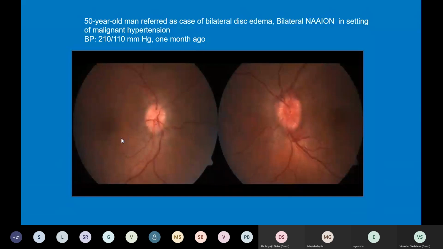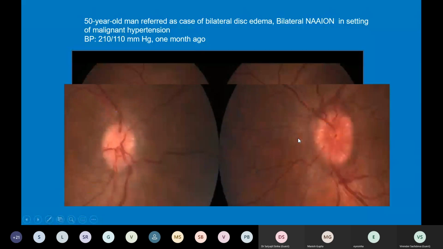I will highlight this with this example. This is a 50-year-old man who was referred to us as a case of bilateral disc edema and was diagnosed with bilateral NAION in the setting of malignant hypertension. Patient did have a recording of BP of 210 by 110 millimeters of mercury 1 month ago. You can see massive edema in both eyes. You can see a few colloid bodies on the surface of the disc. There are a few hemorrhages. Blood vessels are definitely attenuated, which suggests that this could be a malignant hypertension.